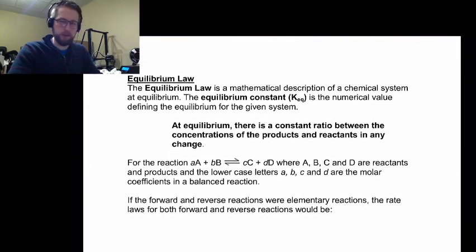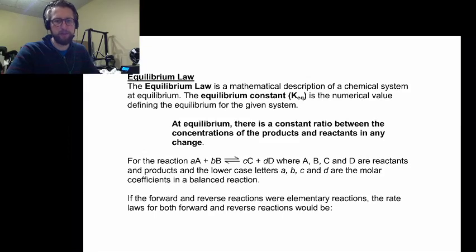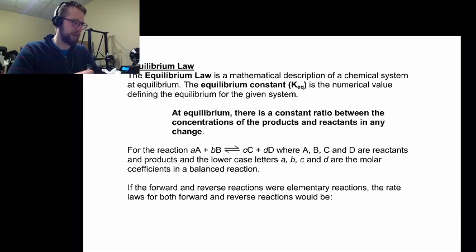All right, so equilibrium law. This is the math part. So of course, I hope you were enjoying math already, because now we're going to do some more. So equilibrium law is a mathematical description of a chemical system at equilibrium. So once the rate of consumption and production near each other, the concentrations become stable.